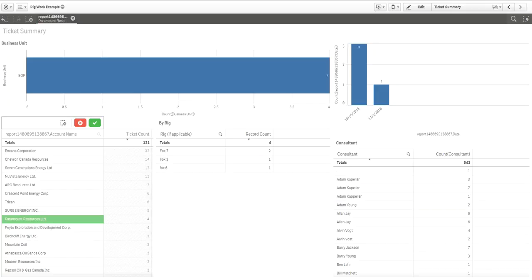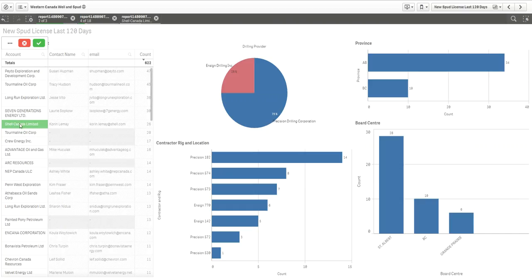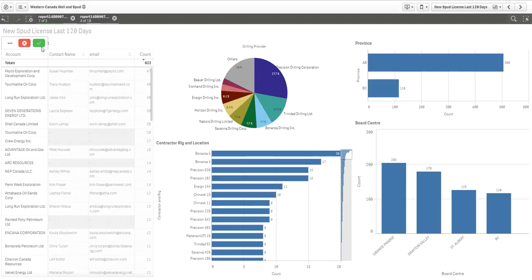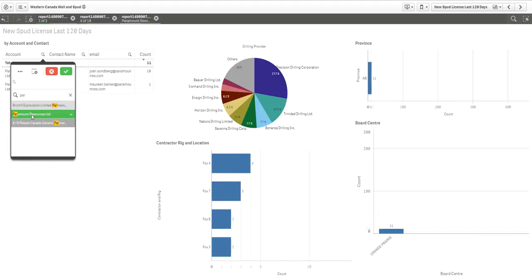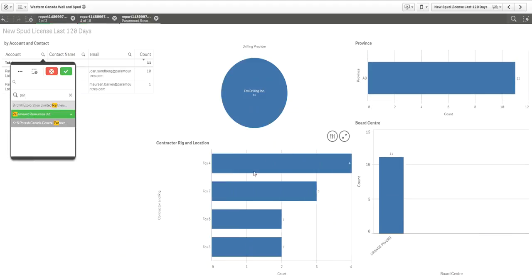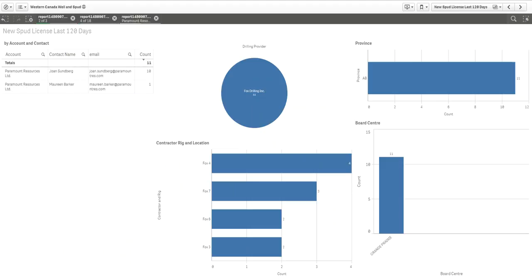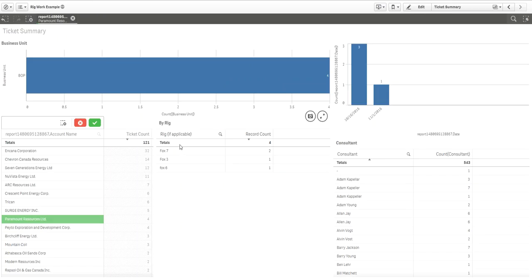So I'm on 3 rigs with Paramount, and when we come back over here we're going to search Paramount and see how we're doing as far as Paramount Resources is concerned. They've got Fox 4, 7, 6, and 3 as the rigs they're operating, and again we see the one rig that's most active, Fox 4. We're not on that particular rig. What are we going to do to close the gap and be more productive?